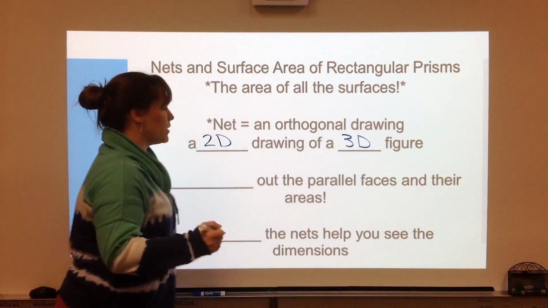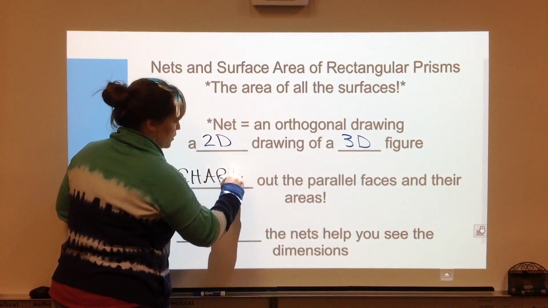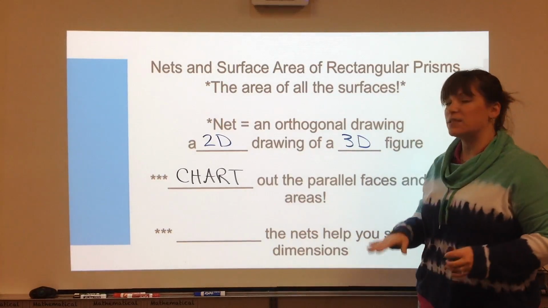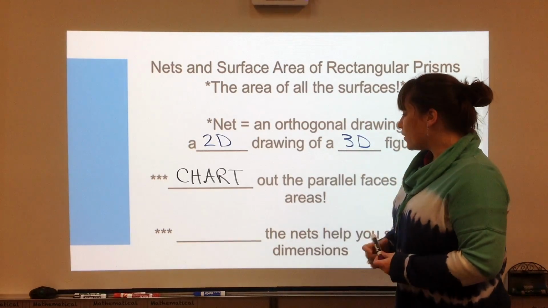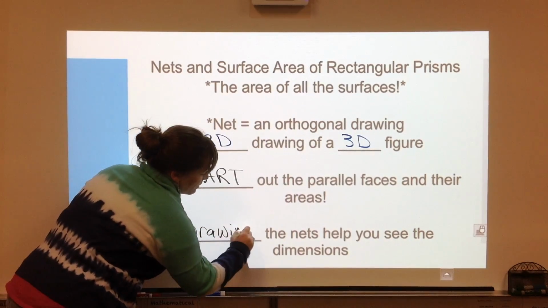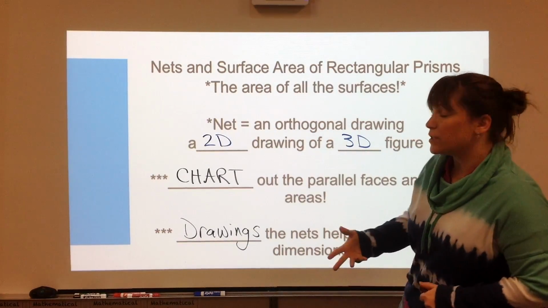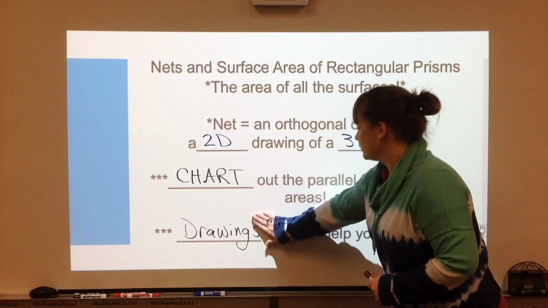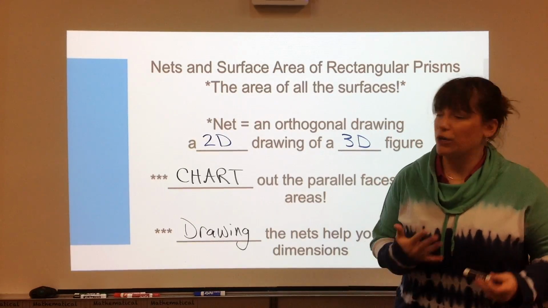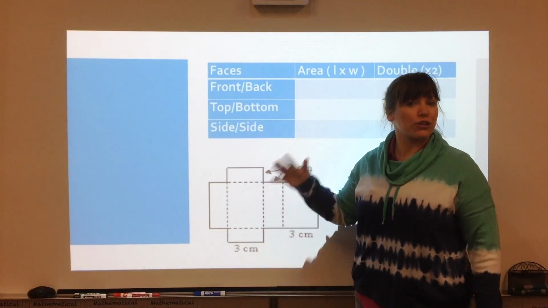The other point I wanted you to put on your notes is that it's important to chart or make a table of all of the parallel faces and their areas, and also just realizing that drawing, whether you have grid paper or whether you just have blank paper and you're just putting the dimensions in, drawing the nets helps you see what dimensions are what. Right underneath that in your notes is an example of what your chart should look like.